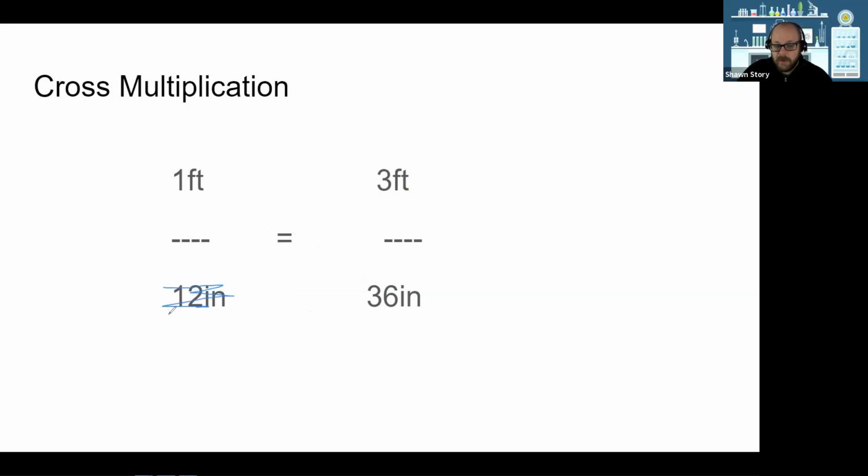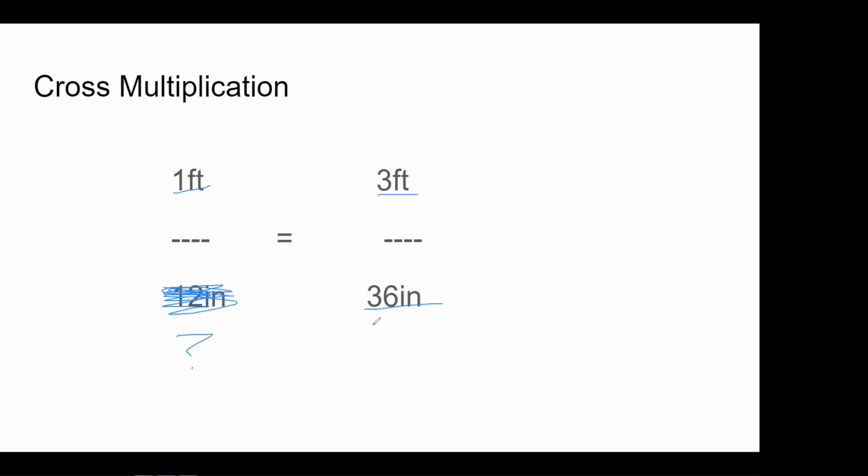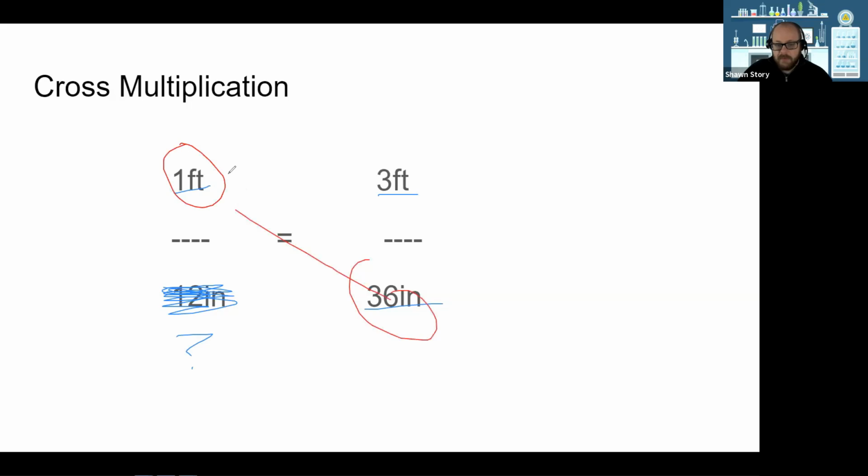All right, what about this one here? We're trying to find the 12. We know we have 3 feet, which is 36 inches, and I have 1 foot, and I'm trying to find how many inches is 1 foot? How could I do the math there? I'm going to cross multiply. What numbers do I multiply? 36 times 1 divided by 3. Yes, 36 times 1, and then I'm going to divide it by 3. 36 times 1 is 36, divided by 3 is 12.